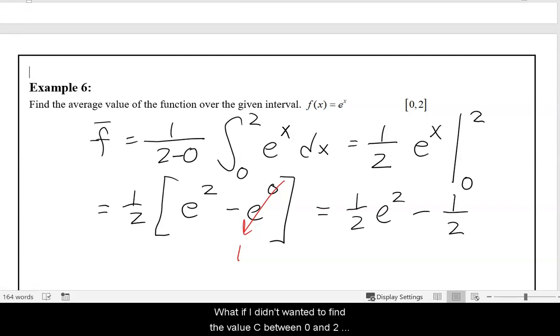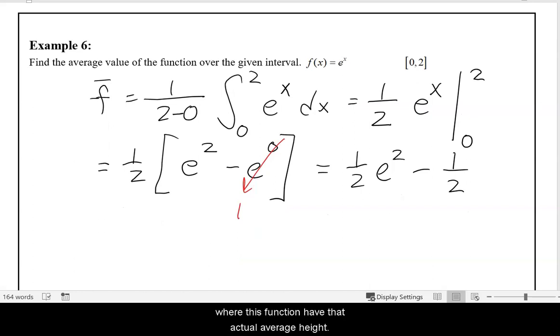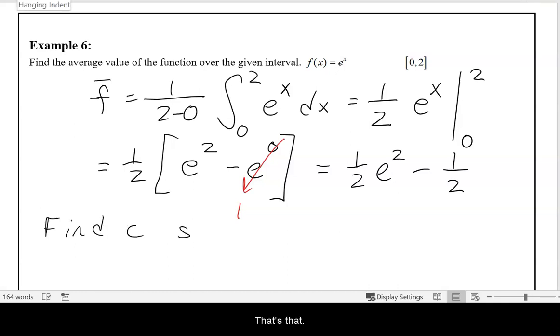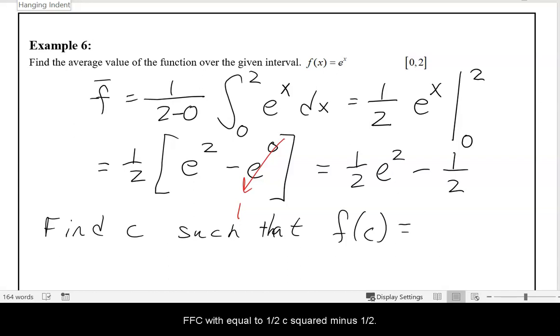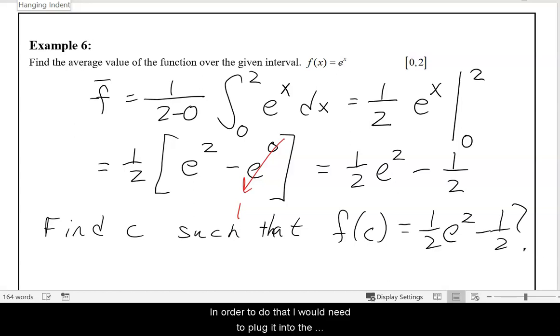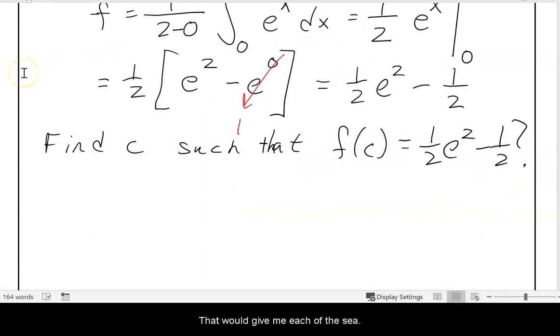What if I then wanted to find the value c between 0 and 2 where this function had that actual average height? In other words, could I now find c such that f of c was equal to 1/2 e squared minus 1/2. In order to do that, I would need to plug it into the original function, which is the exponential e to the x. That would give me e to the c equal to 1/2 e squared minus 1/2.